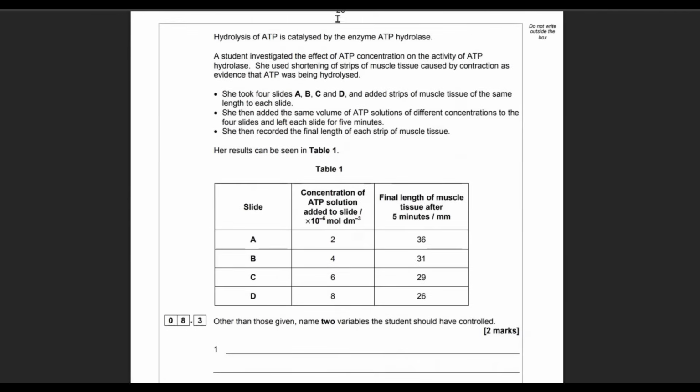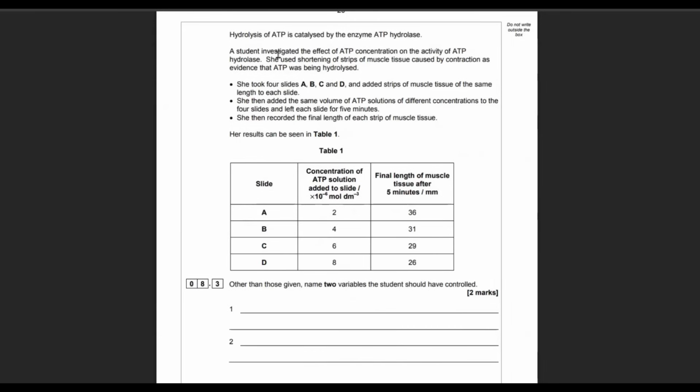Oh, great. We love a fat question with a big stem. This is called the stem of the question. So hydrolysis of ATP is catalyzed by the enzyme ATP hydrolase. A student investigated the effect of ATP concentration on the activity of ATP hydrolase. She used shortening of strips of muscle tissue, caused by contraction, as the evidence that ATP has been hydrolyzed. So she's trying to show that when you hydrolyze ATP, the muscle gets shorter, and this is evidence for ATP hydrolase activity.